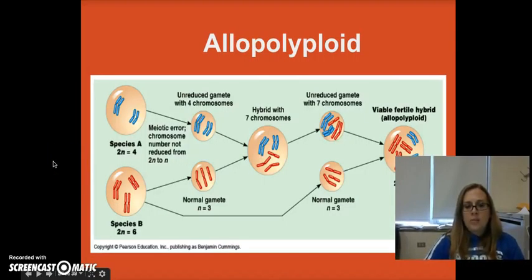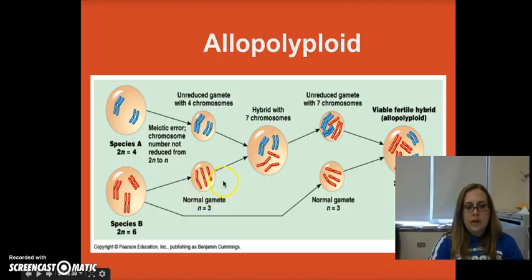With allopolyploid, it's a little bit more complex. And here you have a hybrid forming. So you've got species A, which is 2N equals 4. Here you've got species B with 2N equals 6. So again, you can have a mitotic error, and so now the chromosome number is not reduced from 2N to N. So again, we've got the 4 here.